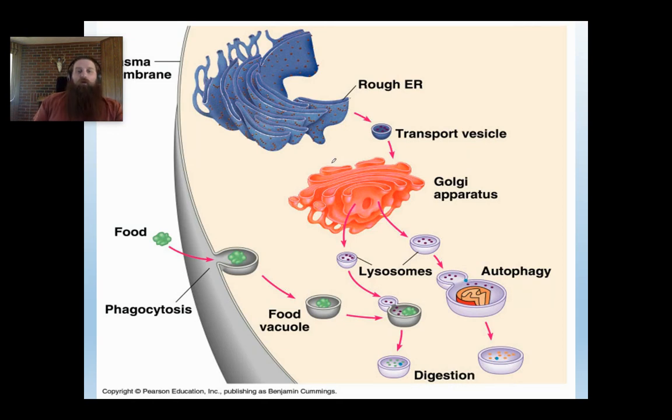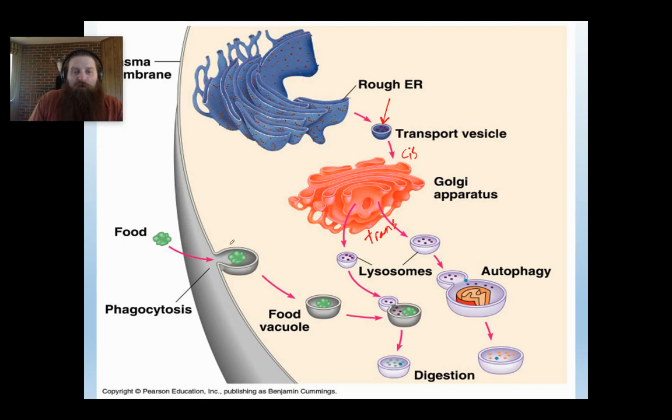So let's look at this as a whole, right? We have the rough ER. It's produced something, right? Whatever it is right there in that transport vesicle. It goes to the cis face of the Golgi, where it is then packaged. It leaves the trans face of the Golgi, and these lysosomes go on to do things. Now, there's two things a lysosome can do, can break down. It can break down food particles.